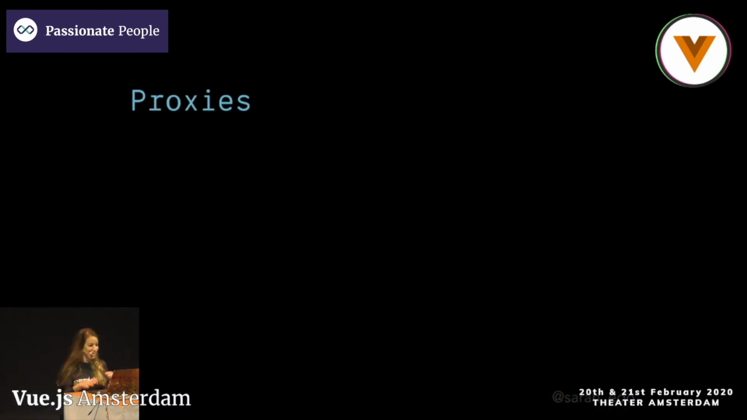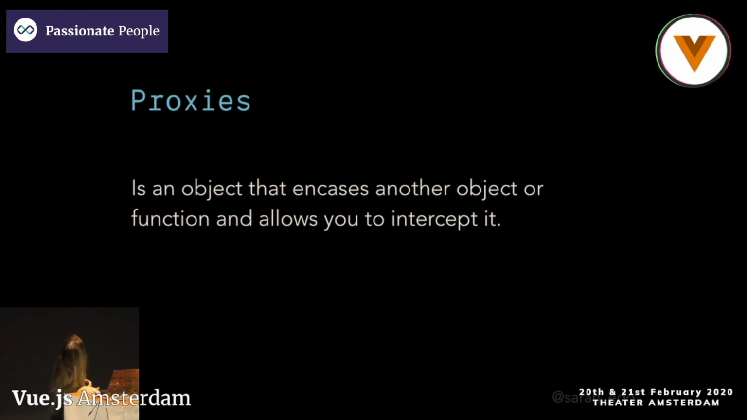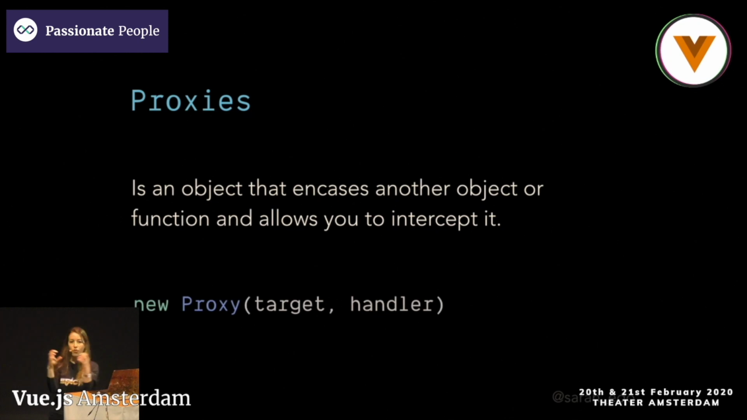Cool. So that was kind of quick and high level, right? Let's dive in a little bit further. And in order to explore this concept, let's talk about what proxies are and what they can do in general. A proxy is an object that encases another object or function and allows you to intercept it. And at its base core, this is what that syntax looks like. New Proxy, target, and handler.